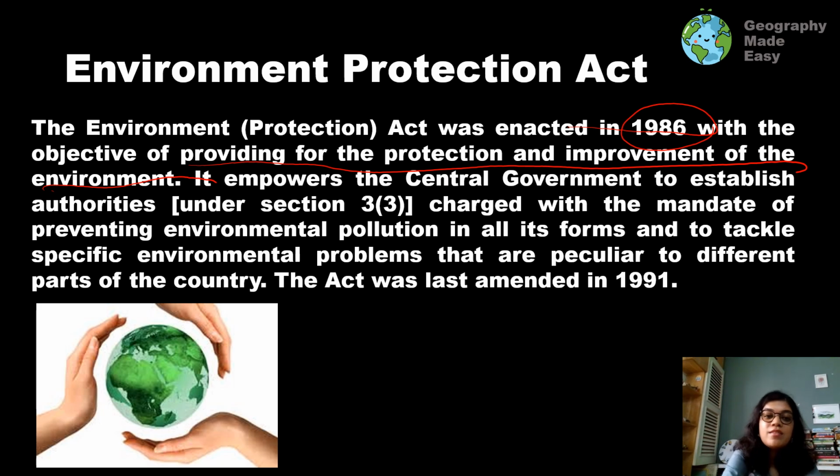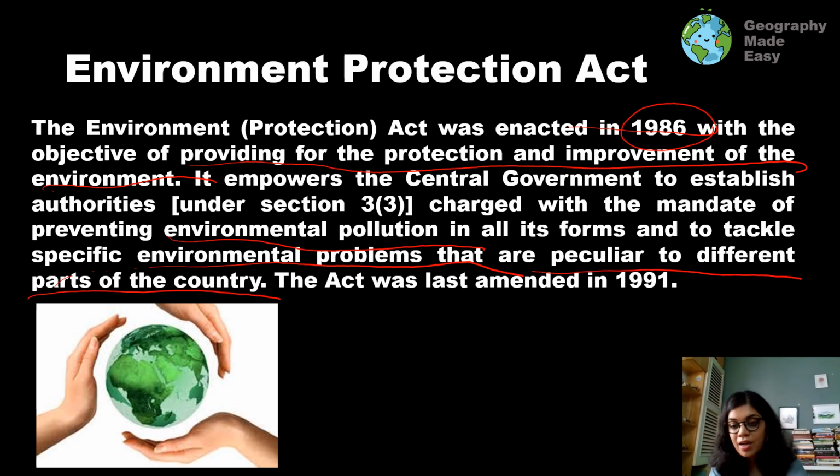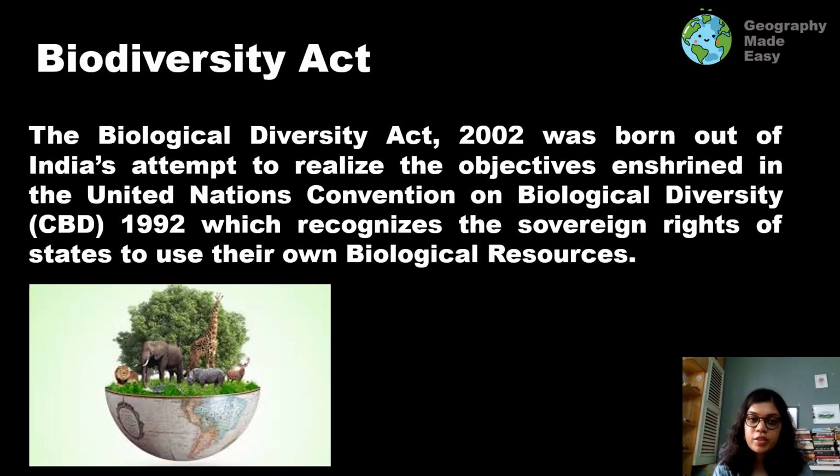So basically, again, it is talking about environmental pollution, how to tackle different kinds of environmental problems, and specifically those which are there in different parts of India. So very specific to India, and this act was amended in 1991. So the Environmental Protection Act will talk about water conservation or reduction of pollution of water, air, and the other climate, everything. We are going to talk about that so that these things can be addressed under this Environmental Protection Act.